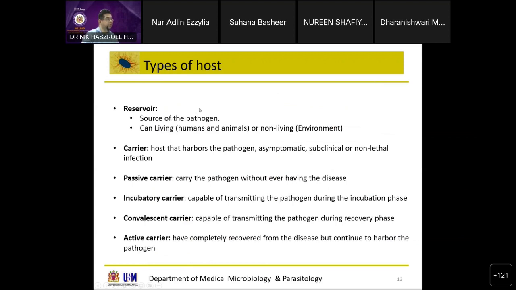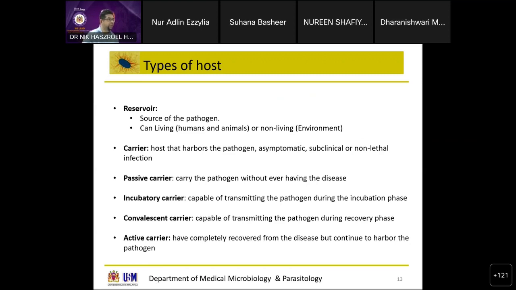And then again, we talk about the types of host. The reservoir, like we said just now, is the source of the pathogen. It can be both living and non-living. So a reservoir can also be non-living, such as in the hospital environment, where a surface can be a source for an outbreak also. There can be organisms on the surface. That's why you always need to use the alcohol wipe, and use chlorine on the floor, because they can become a source of infection for patients in the ICU.